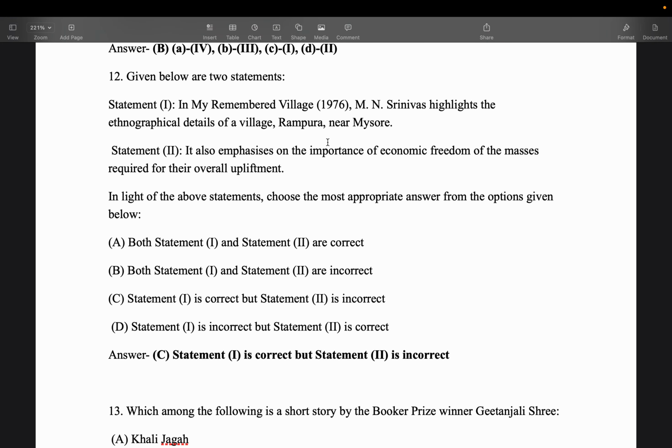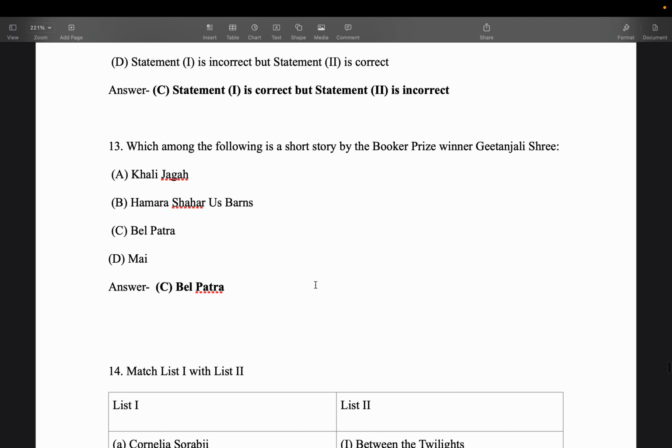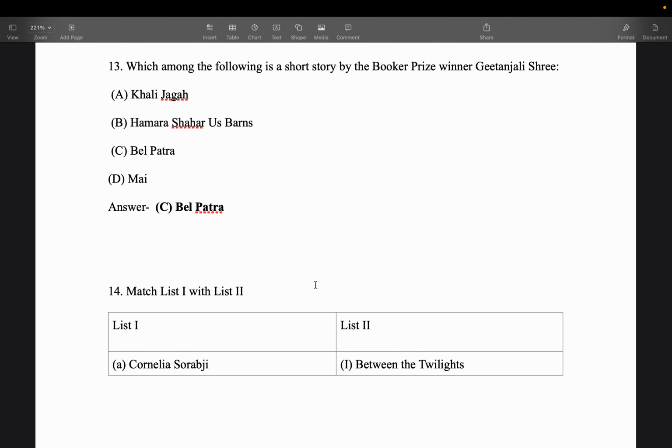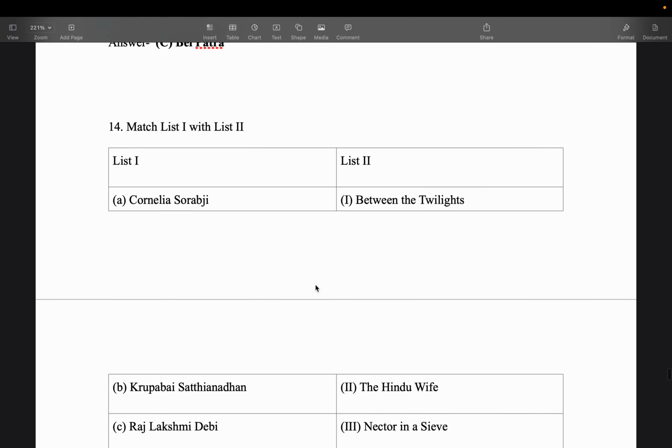Now, The Remembered Village by M.N. Srinivas highlights the ethnographical details of a village, Rampura, near Mysore. I think that's right. It also emphasizes the importance of economic freedom of the masses required for their overall upliftment. It seems statement 1 is correct, statement 2 is incorrect. Remember to look up M.N. Srinivas. Which among the following is a short story by Geetanjali Shree? Bel Patra is the answer. Geetanjali Shree you should read about because of the Booker International.